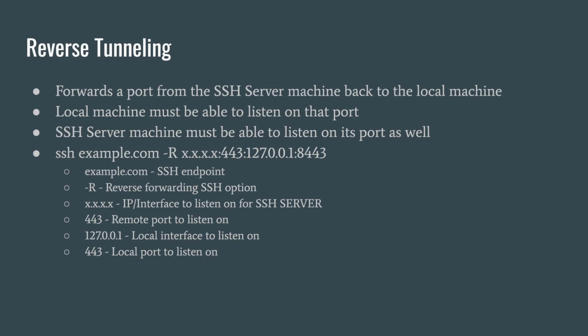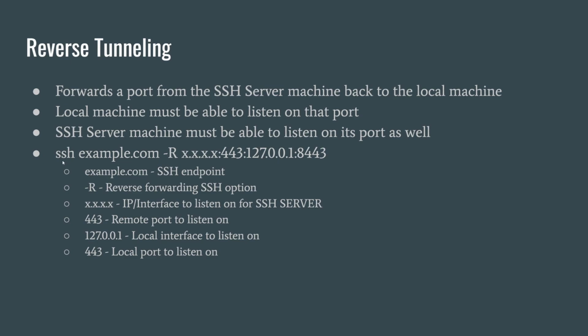So reverse tunneling is kind of the same, but instead of forwarding to a machine beyond your SSH connection, you will actually be opening up a port on that machine and then forwarding all traffic that hits that port back to your machine. So it forwards a port from the SSH server machine back to the local machine. The local machine must still be able to listen on that port, as well as the SSH server machine must be able to listen on that port as well.